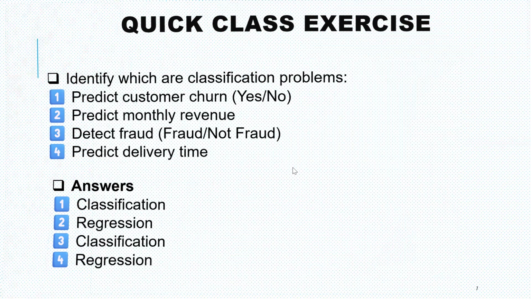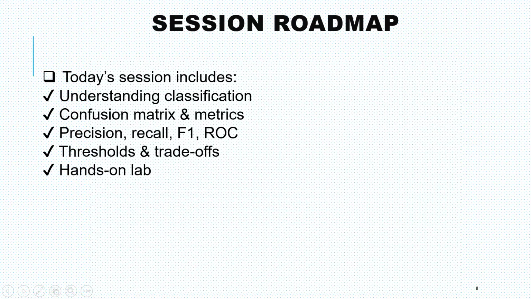So today, this is what we'll be looking at. We understand classification, confusion matrix and metrics, precision, recall, F1 score, and ROC. ROC simply stands for Receiver Operating Characteristics. Then thresholds and trade-offs. Then we'll be doing some hands-on practice.